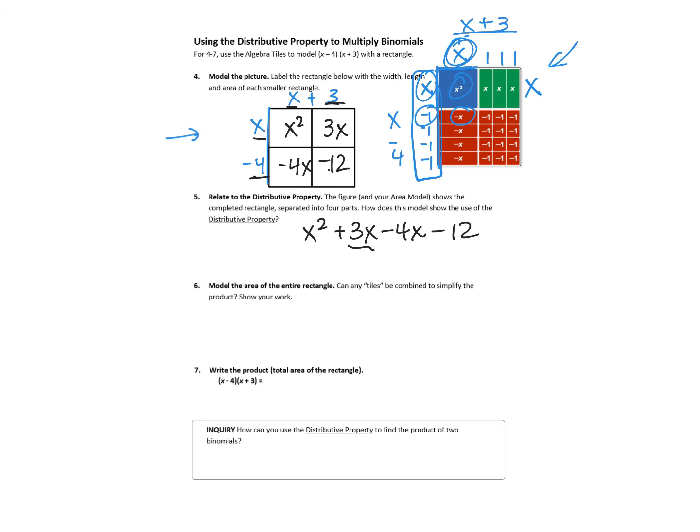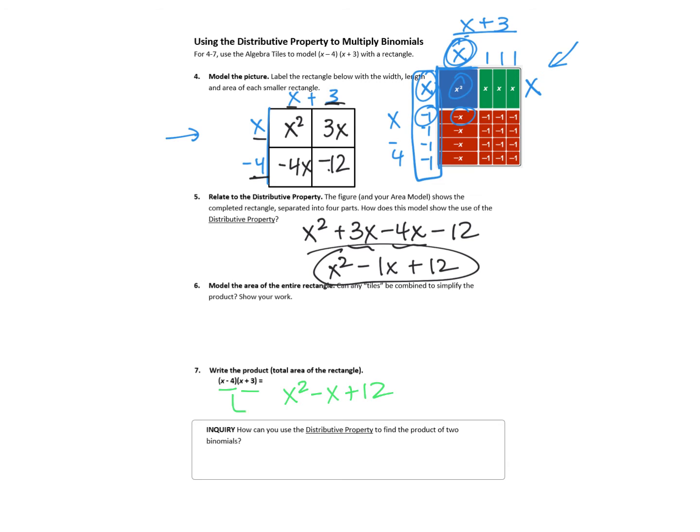Now I should always combine my like terms, so I end up with x squared minus 1x plus 12. Okay, again, you guys can see that in the picture up here. So I can see my x squared, that's here. I've got positive 3x's right there, negative 4x's right here, and negative 12 ones right there. All right, so if I asked you to find the area of x minus 4 times x plus 3, the answer would be x squared minus x plus 12.